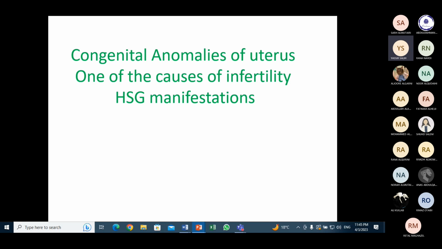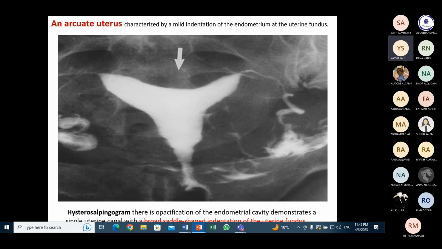As we said, you also have to exclude blockage of the uterine cavity. The first condition is called arcuate uterus, which is characterized by an indentation of the endometrium. There is an indentation in the fundus, as if it is compressed downward. This is an indentation of the endometrium at the uterine fundus. This is a hysterosalpingogram.